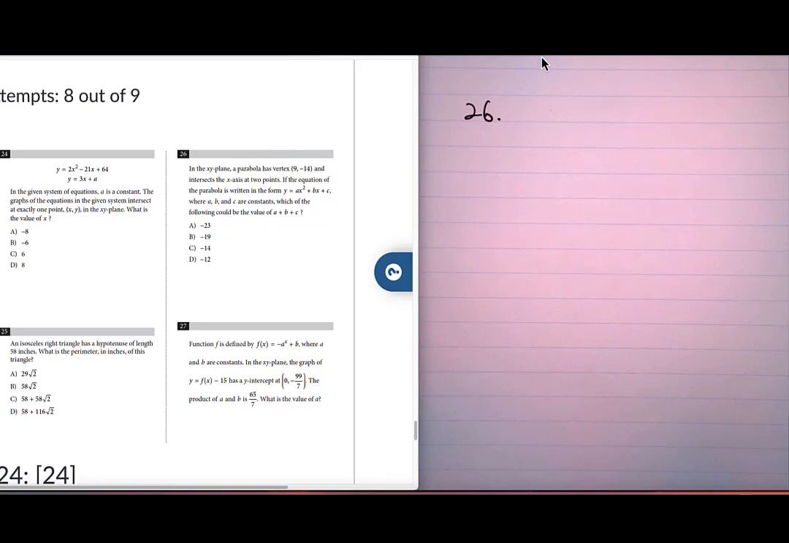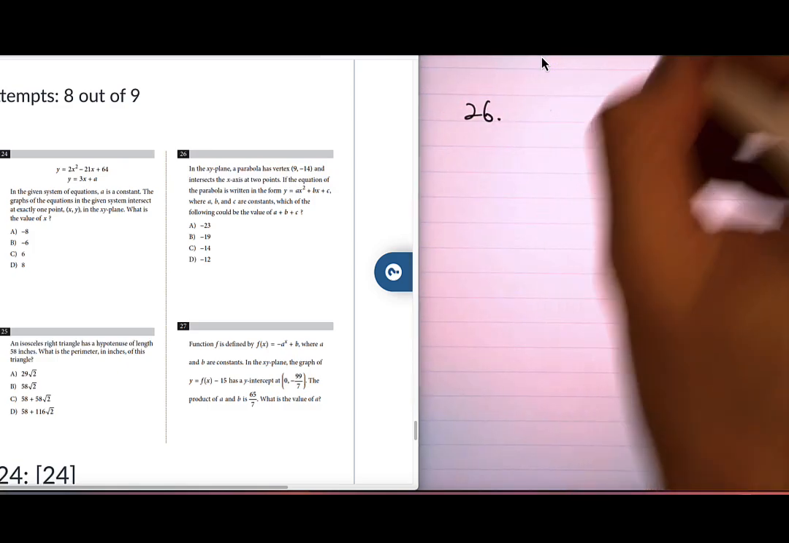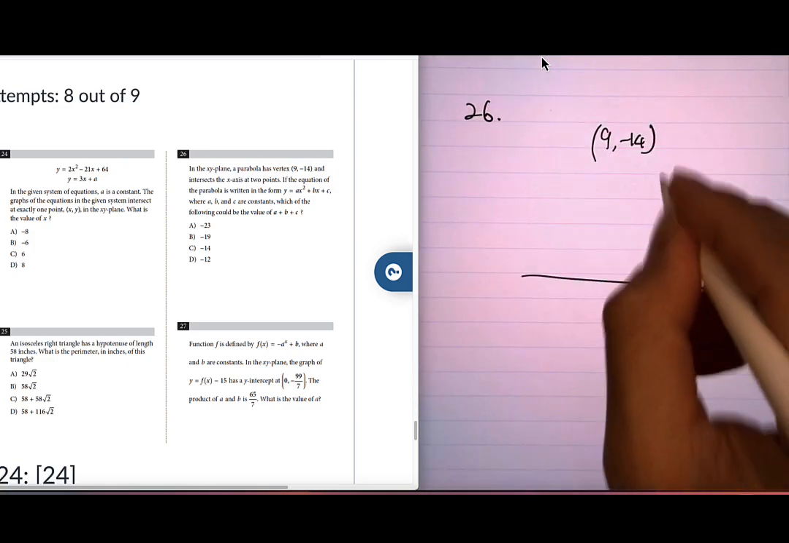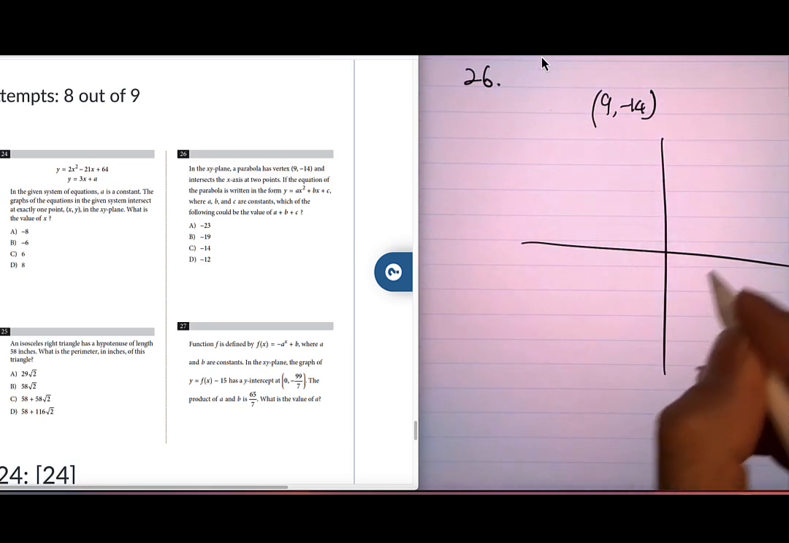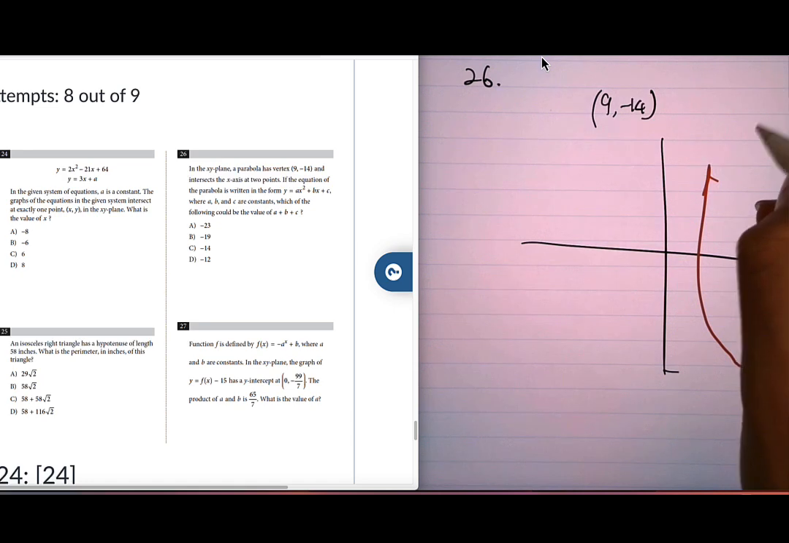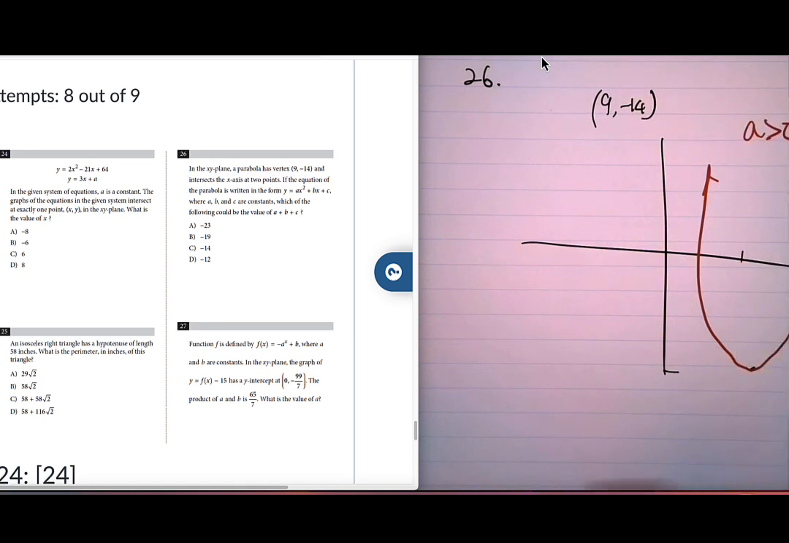Okay, let's work on number 26 here together. In the xy plane, the parabola has a vertex 9, negative 14. So I'm gonna make a rough sketch. In the xy plane, x equals 9, y equals negative 14 up there. It intersects the x-axis twice, so 2 points. It's gonna have a U shape facing upwards, which tells us that a has to be greater than 0.